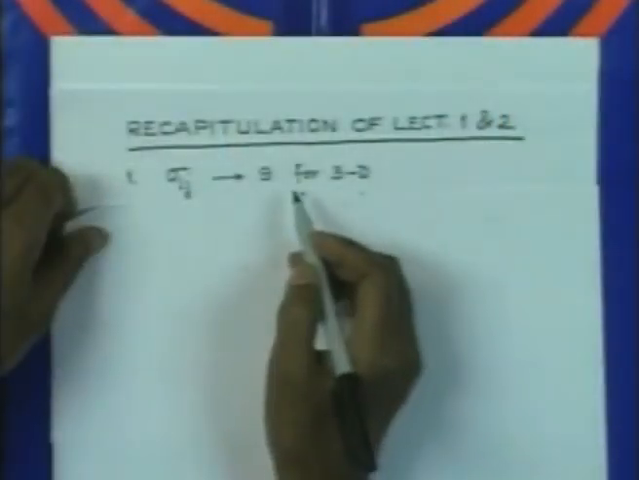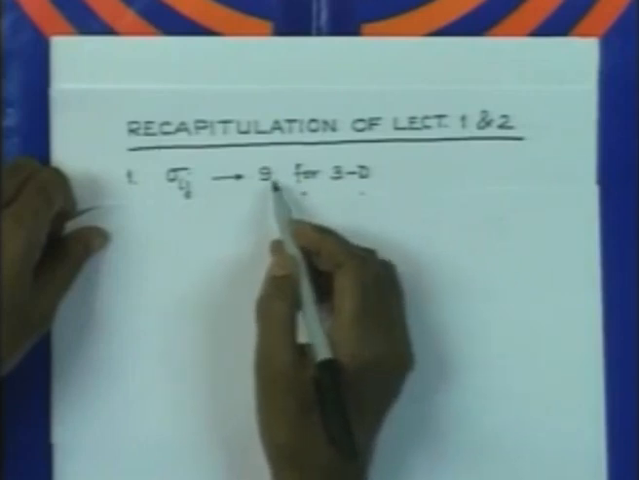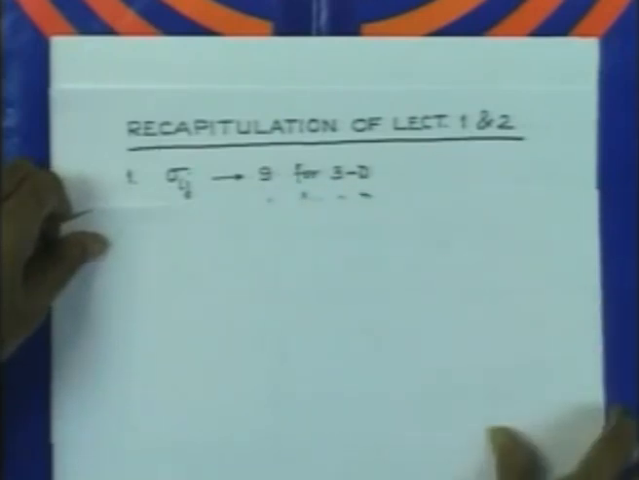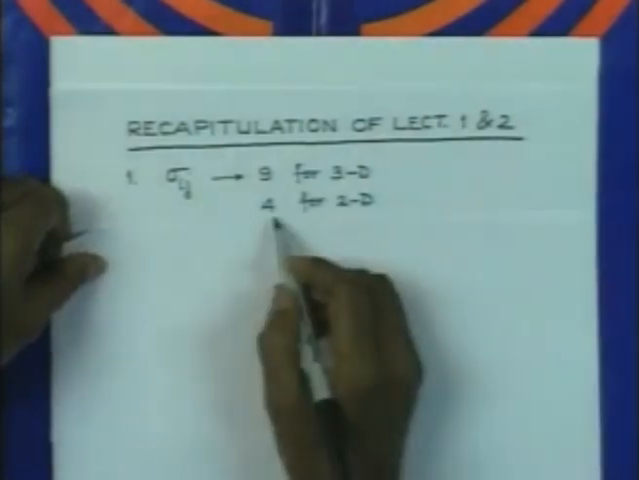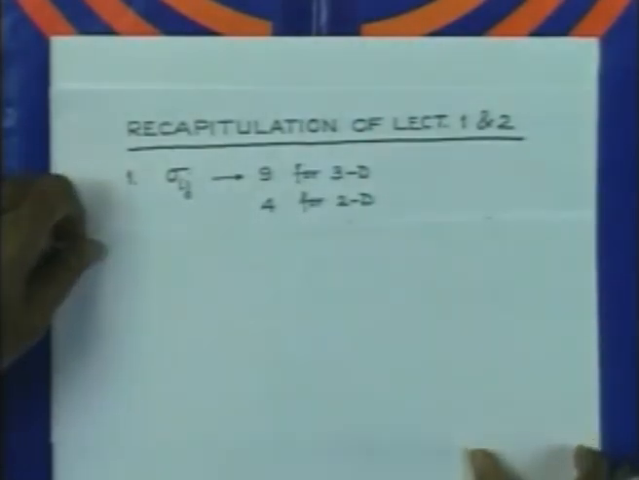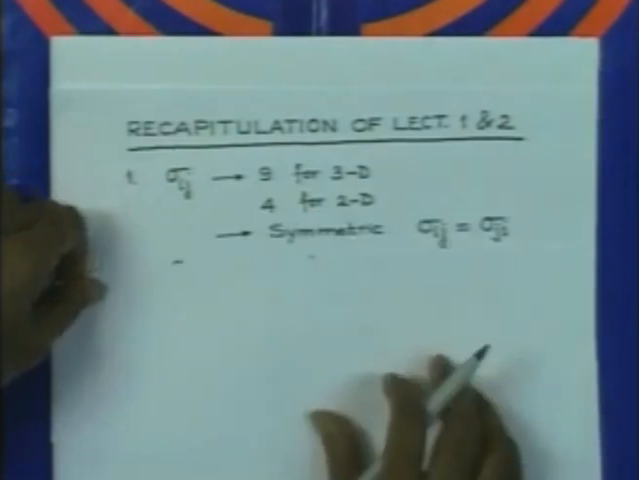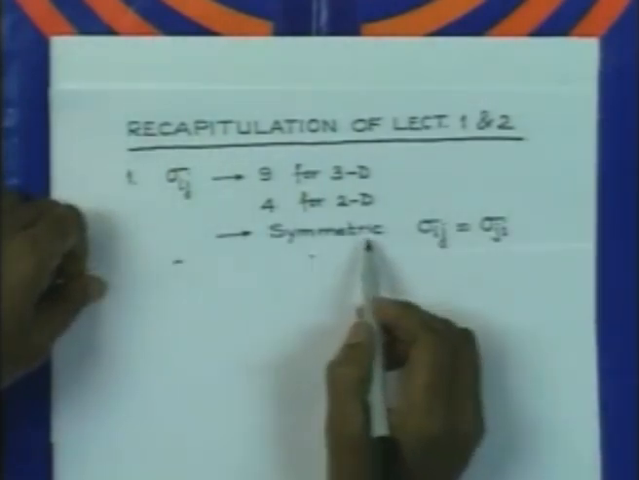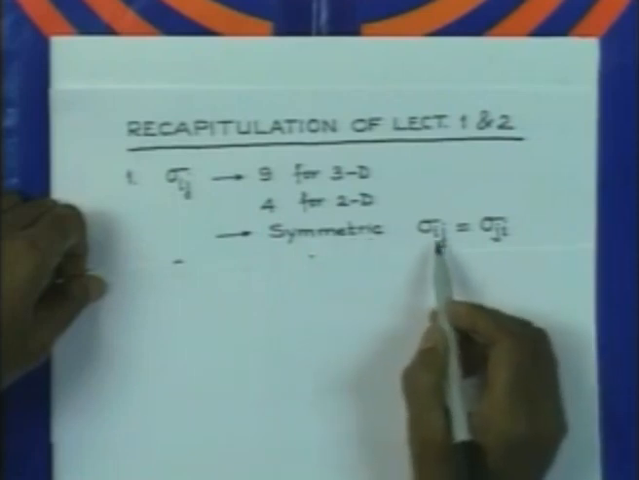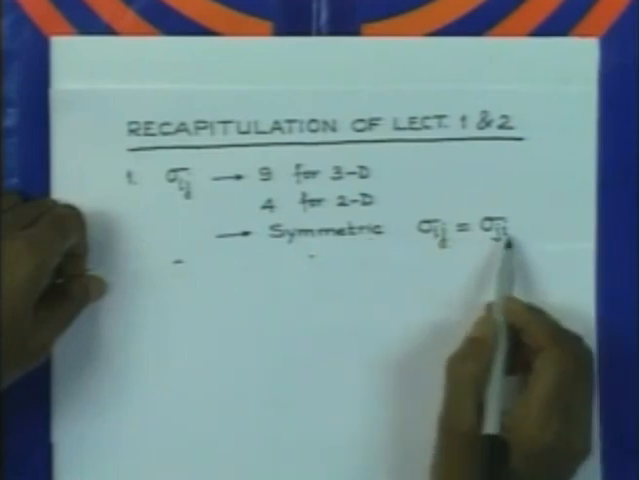We will recapitulate first what we have done in the earlier two lectures. We have first talked about the stress at a point. It is indicated by sigma ij. It is a 9 component tensor for 3 dimensions and it has 4 components for 2 dimensions. And we have also seen that this tensor is symmetric, thereby we can indicate it in the following form: sigma ij equal to sigma ji.